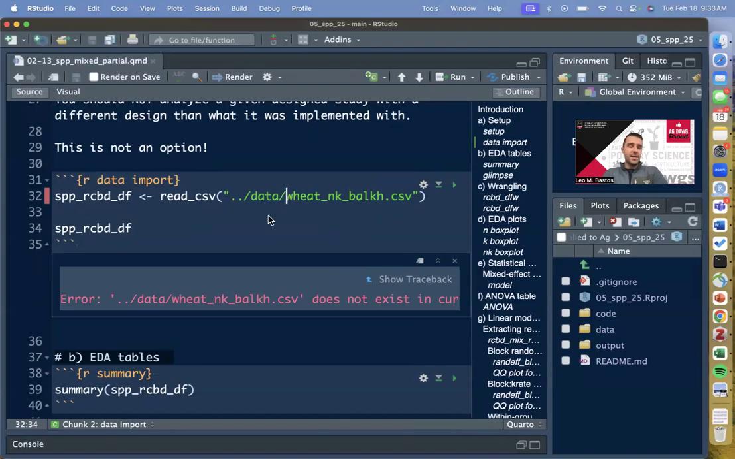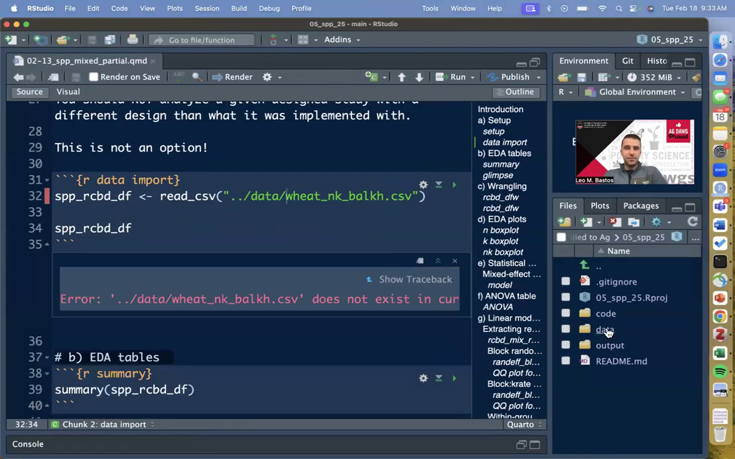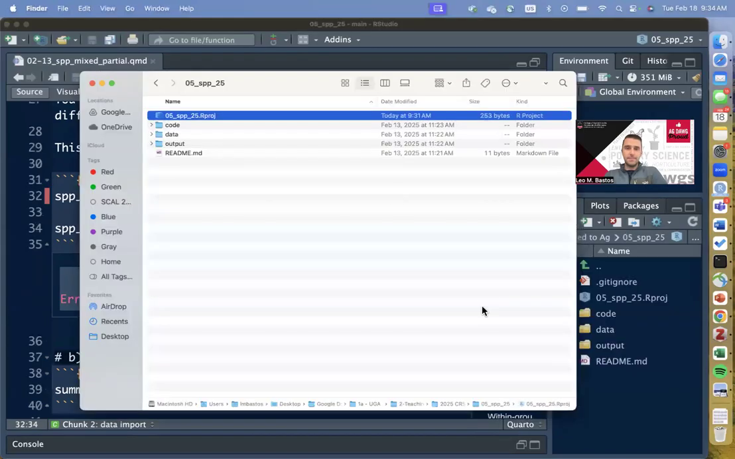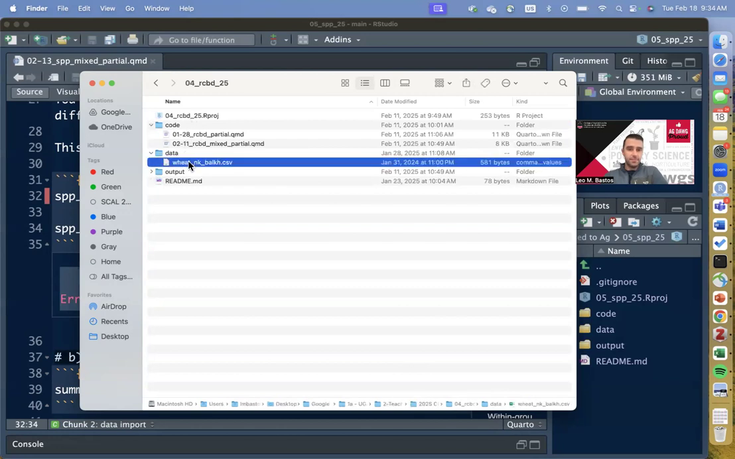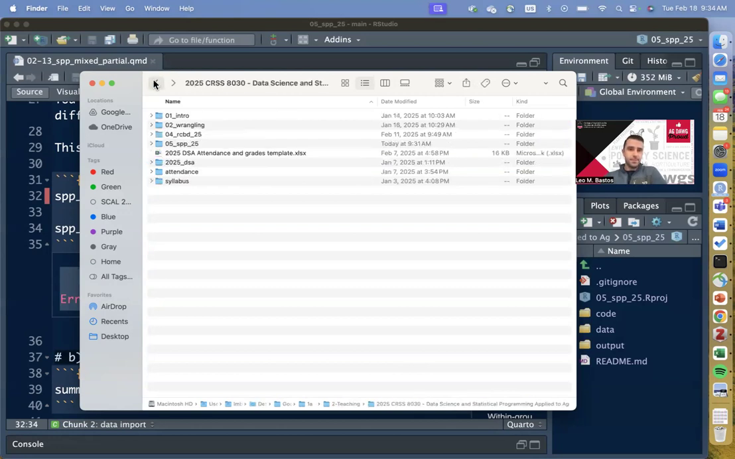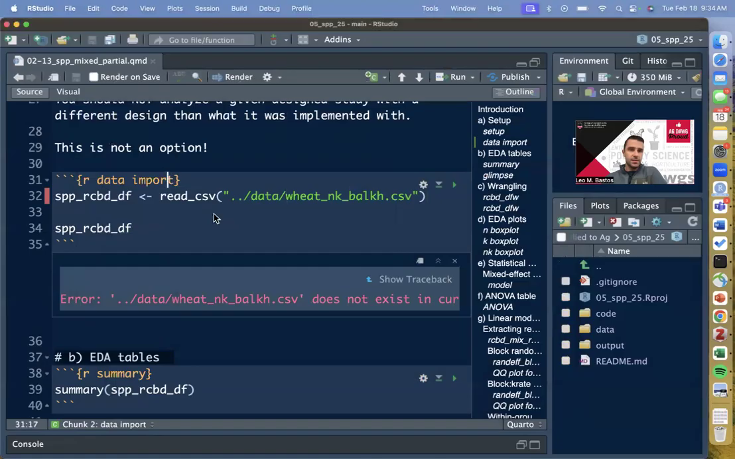So I tried to read it, and then it said that this does not exist, right? This does not exist in the current folder. So basically, if I go to my data folder, it's not there. So I, on my side, forgot to copy this data here. So I'm going to do that on my side. I think probably you have already done this, so you wouldn't need to redo this step. Now this should work.